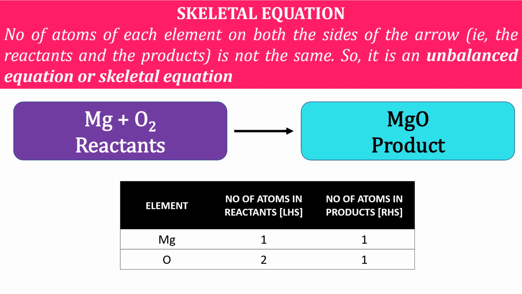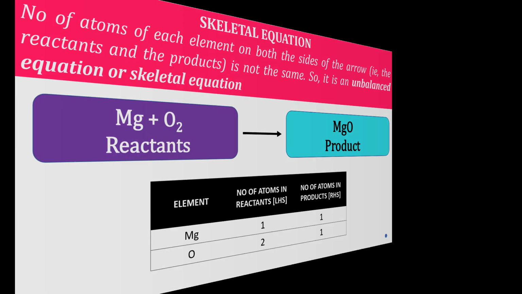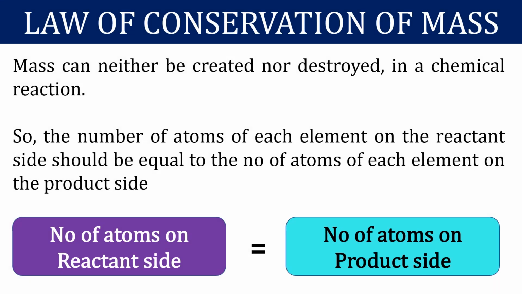So the number of atoms of each element on both the sides of the arrow, that is the reactants and the products, is not the same. So it is an unbalanced equation or skeletal equation. Why do we call it an unbalanced equation? Because it does not satisfy the law of conservation of mass.